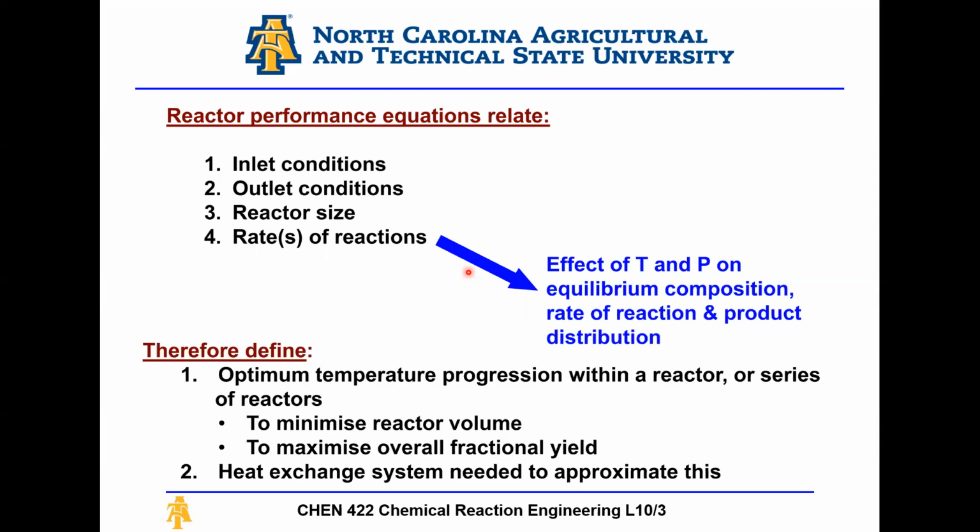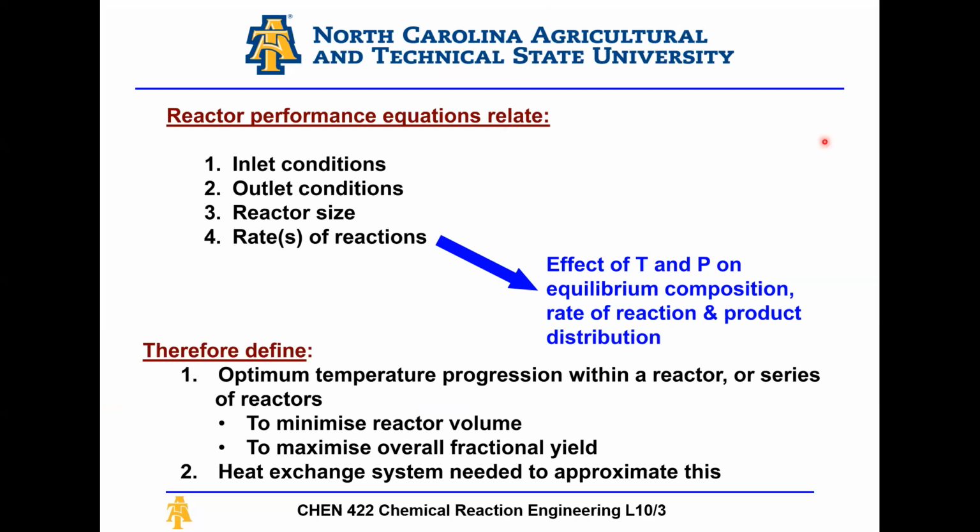So we need to define the temperature progression within a reactor or a series of reactors. And the idea of defining this temperature change is we always want to design this reactor to have the minimum reactor size and the maximum possible yield, right? If we over-design the reactor at the single point with the highest possible temperature, we're going to just have a huge capital cost because our reactor is over-designed. We just designed a huge vessel to accommodate the highest possible temperature.